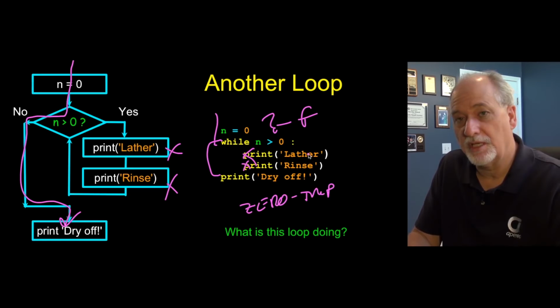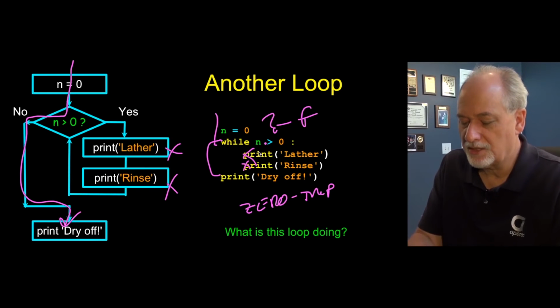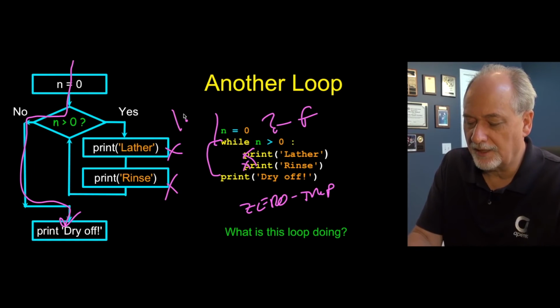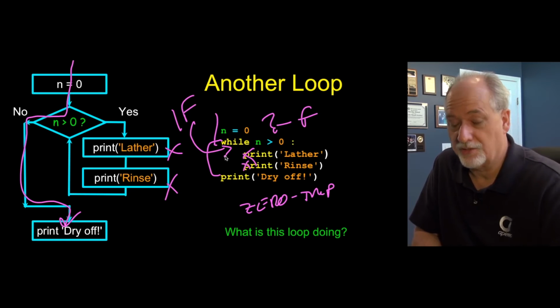They are not even guaranteed to run once. They're going to run maybe 0 times. And in this respect, it functions exactly like an if statement, right? Meaning the first time through the loop, if it's not true, it's just going to skip right by it.